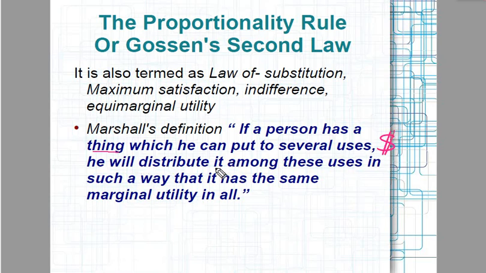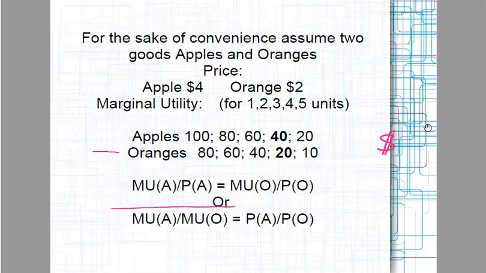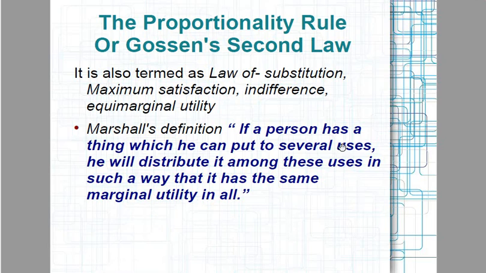He'll distribute that money in such a way that it has the same marginal utility in all. Now, this is just a theory, and that is why I'm not putting too much weight on it, but just so you know that there is something like this. So, the proportionality rule, basically, that's Gossen's second law.